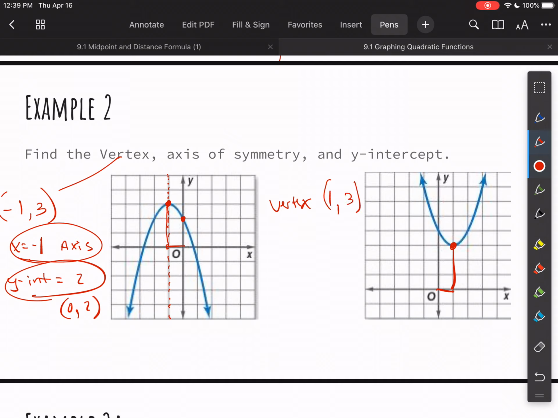Okay, we have an axis that runs through that thing at x equals 1. We have a y-intercept that is at 0, 1, 2, 3. It looks like it's at 4, so we'll say 4. All right, so that's example 2, just identifying some of those pieces.